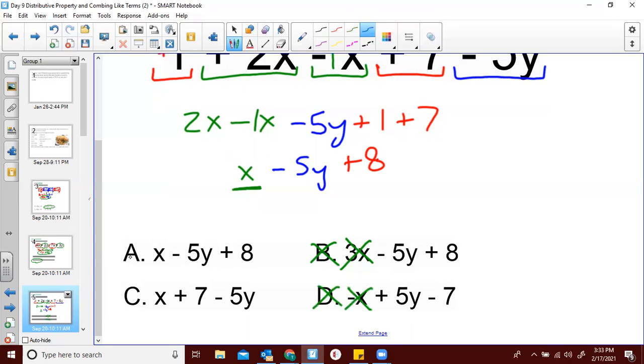All right, let's look at A again. Now I'm looking at this negative 5y. I have a negative 5y, negative 5y. So A and C are still perfectly good answers, right? And last but not least, I look at this plus 8. Well, A, I have a plus 8, so A's looking real good. But here I have a plus 7, so C is out.